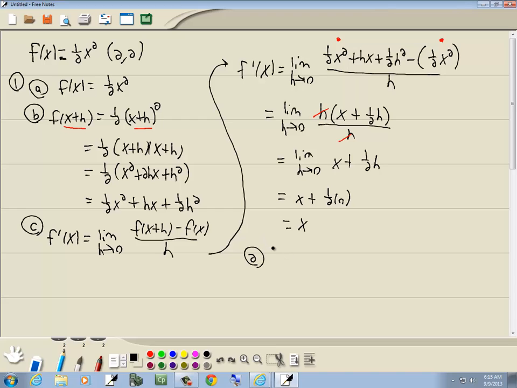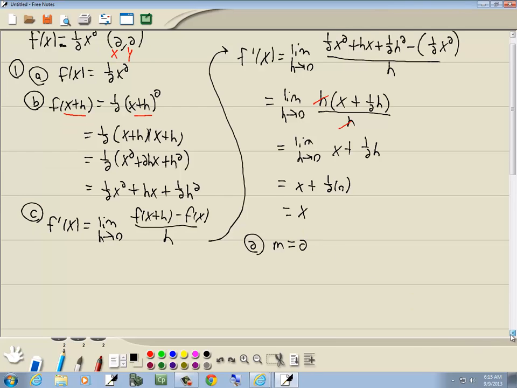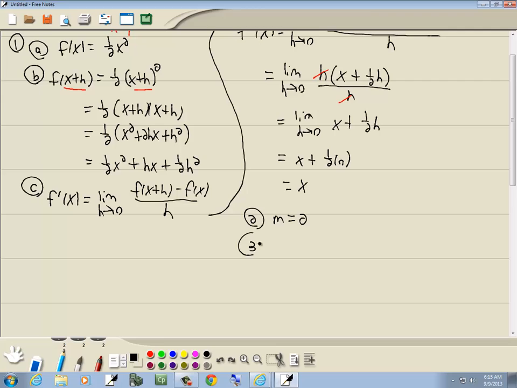Okay, step 2. Change your derivative notation to m and plug in the x part of your point. This is x and this is y. Our x part is 2, so plug 2 in for x. Okay, step 3. Plug in the given point for x and y. Remember we said x was 2 and y was 2, so put 2 in for that.